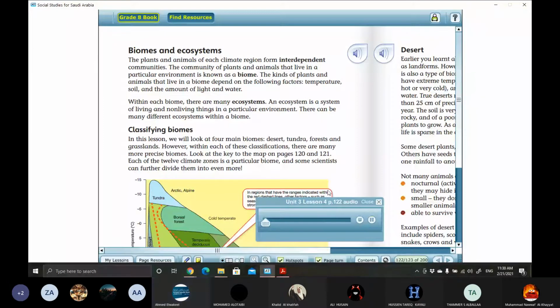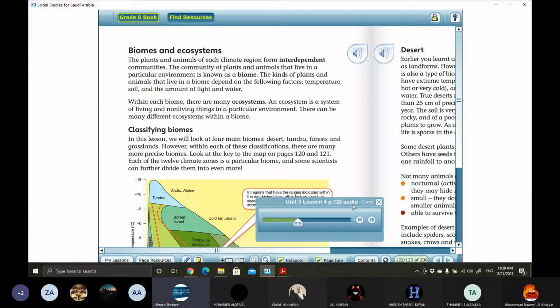Biomes and ecosystems. The plants and animals of each climate region form interdependent communities. The community of plants and animals that live in a particular environment is known as a biome. The kinds of plants and animals that live in a biome depend on the following factors: temperature, soil, and the amount of light and water.